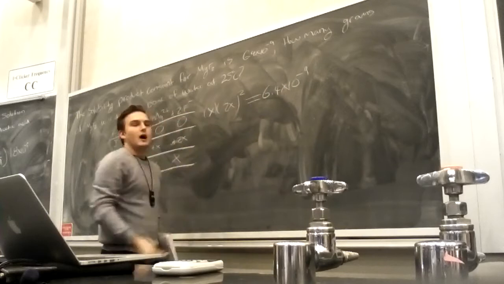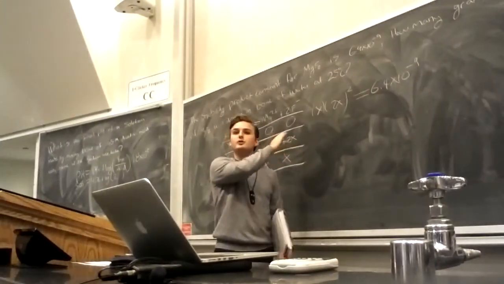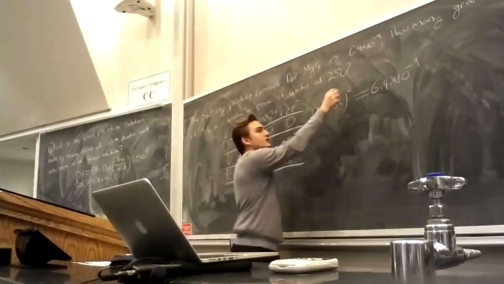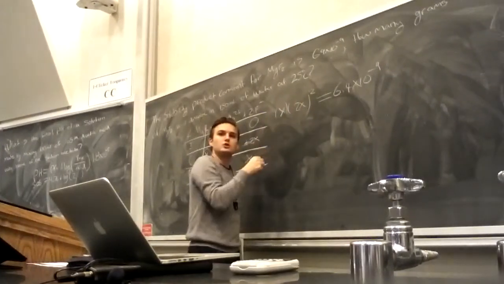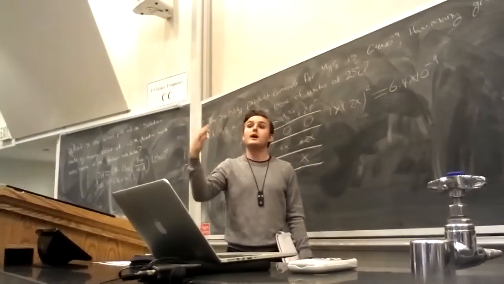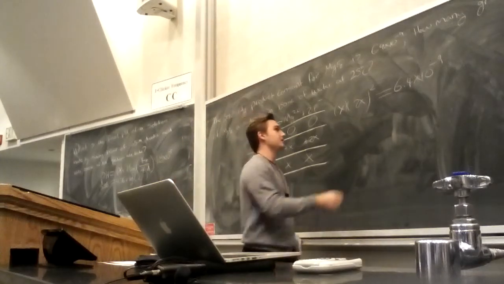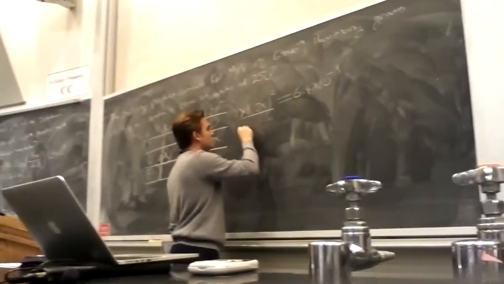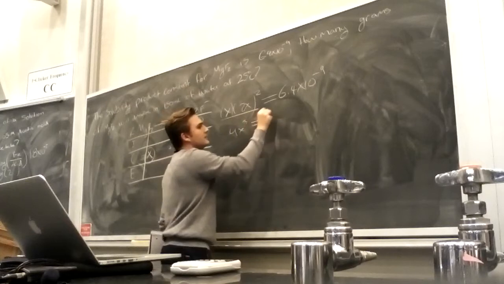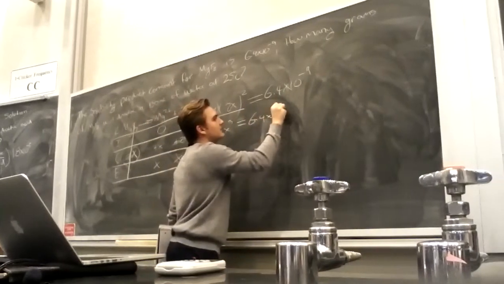Okay, so a lot of people make the mistake right here also, doing this math. What I need to do is this square is just for this. So what is 2x squared? 4x squared times x. 4x cubed. Okay, perfect. You guys got that. 4x cubed. So this should be 4x cubed is equal to 6.4 times 10 to the negative 9.